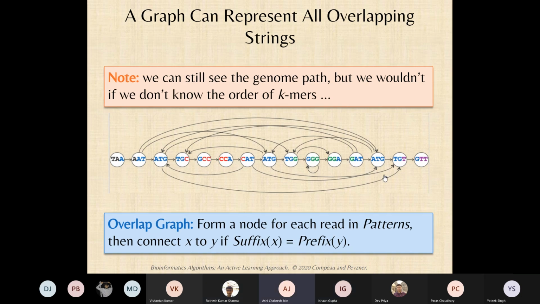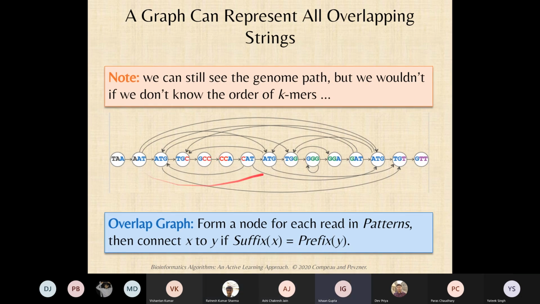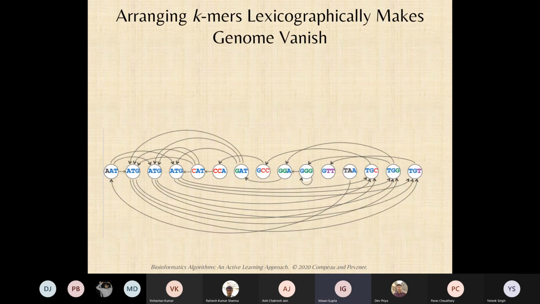In reality, we will not get it in this fashion. We don't know when we are sequencing whether TA will come first or AAT will come first. In reality, we'll be given jumbled ATGCs, all these reads. And typically, the graph that you will be creating would actually look something like this.